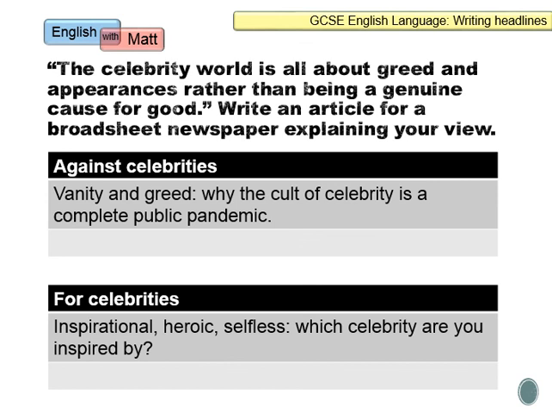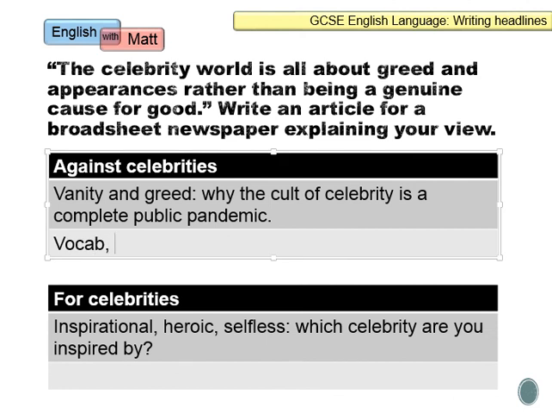In our third and final example in this video, we have another task. The celebrity world is all about greed and appearances rather than being a genuine cause for good. If you're going to agree with that statement and you're going to be anti-celebrity, you might start your headline like this: vanity and greed, why the cult of celebrity is a complete public pandemic. We have here nice vocabulary. In this couplet, vanity and greed, we have a colon. And we also have alliteration, public pandemic. Pandemic, of course, a word I'm sure we're now all familiar with following the last few years.